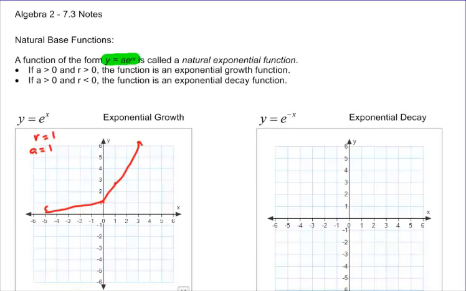Well, it's going to be very similar. We still have to go through the point 0, 1, but now instead of going through the point 1, 2.718, we're going to go through the point 1, 0.368.